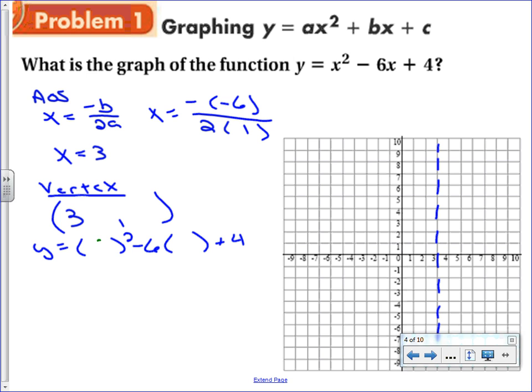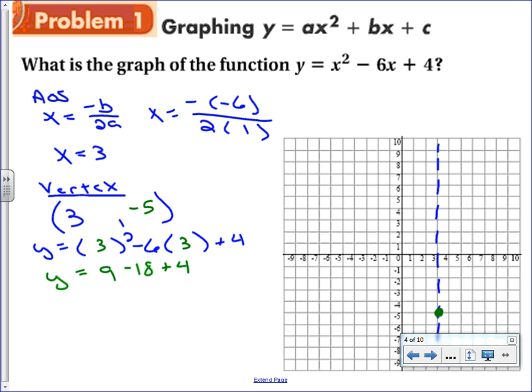Plug in the number 3 in those spots. Y equals 9 minus 18 plus 4. Well, 9 minus 18 is negative 9. Plus 4 to that is negative 5, yeah. Negative 5. There we go. So go forward 3, down 5, place a dot.